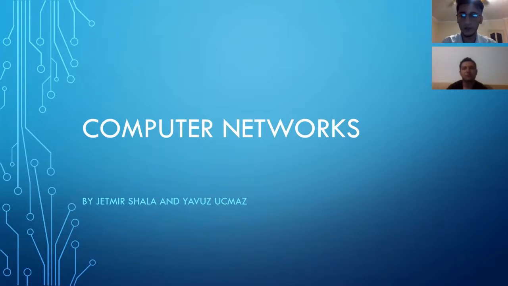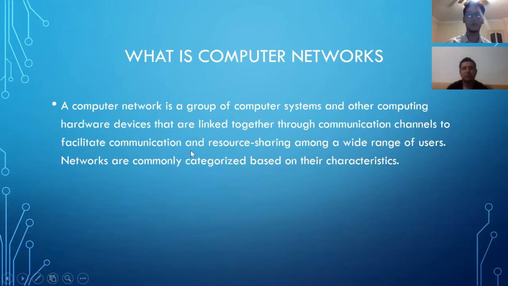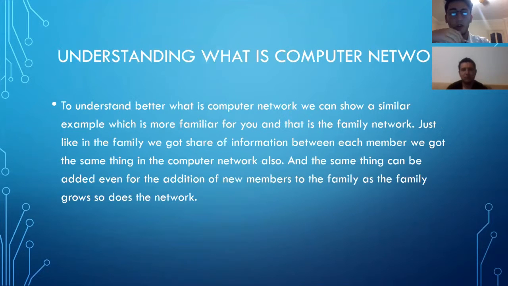Before we start with the main topic, I would like to explain what computer networks actually are. A computer network is a group of computer systems and other computer devices. Basically, they are communicating with each other and exchanging information between them. This happens through this interconnection, and it makes it possible for users to exchange all the information.